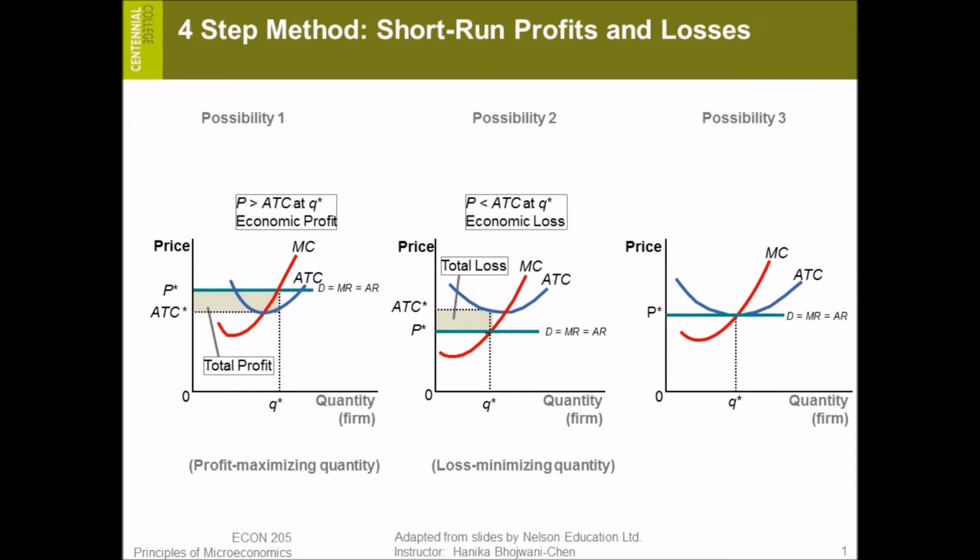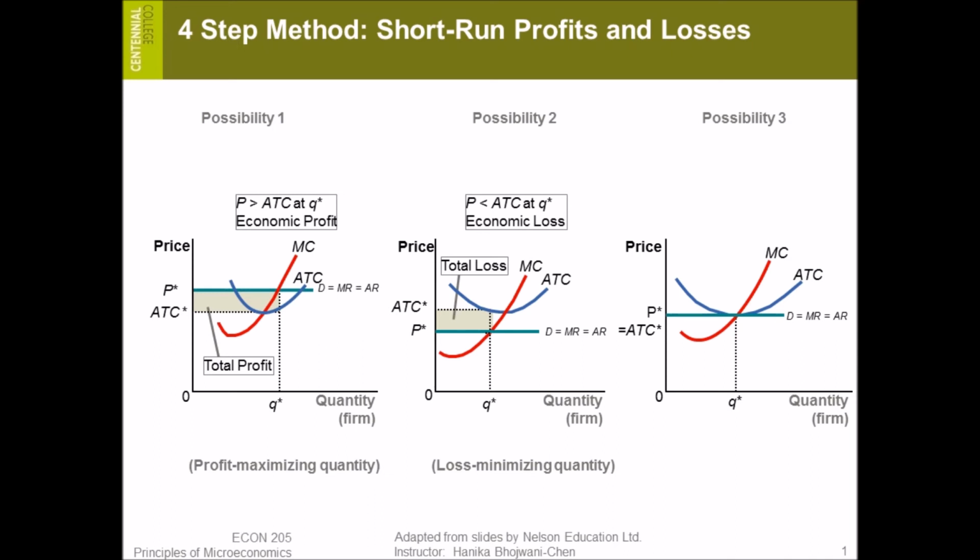Step 3 is to find the total cost at Q star. We go straight up to the average total cost curve. You will notice in this particular scenario, the average total cost curve is touching the demand curve. Or in other words, the demand curve is tangential to the average total cost curve, which means that price and average total cost for Q star level of output are the same, which also then means that total revenue is the same as total cost.